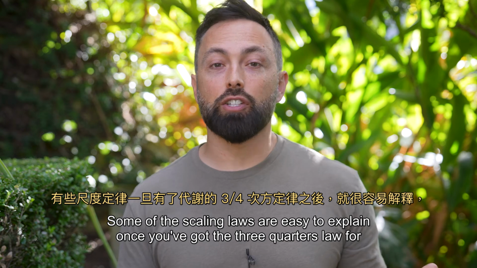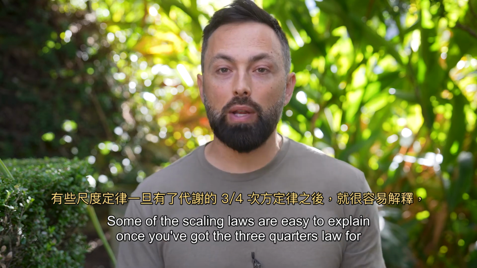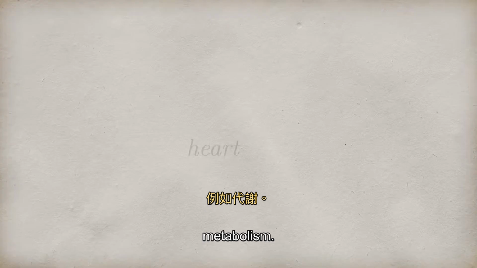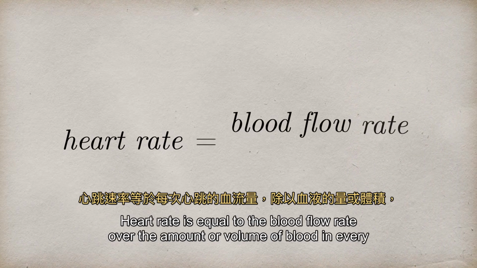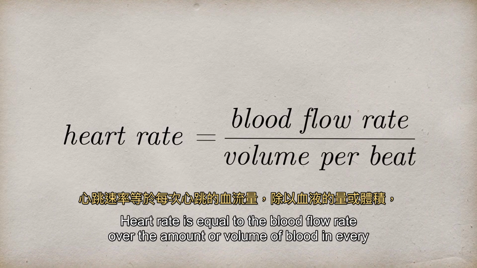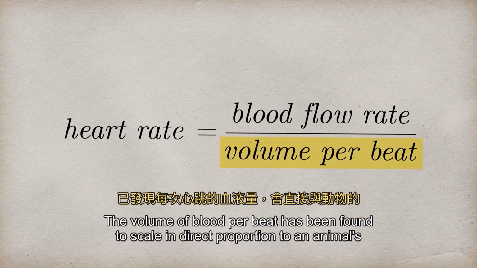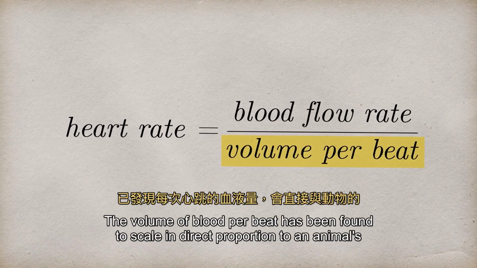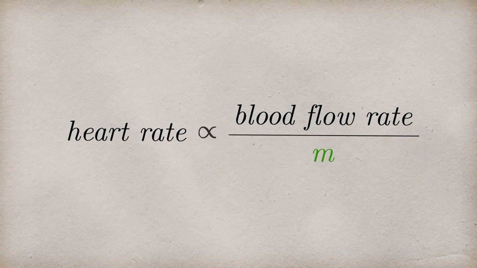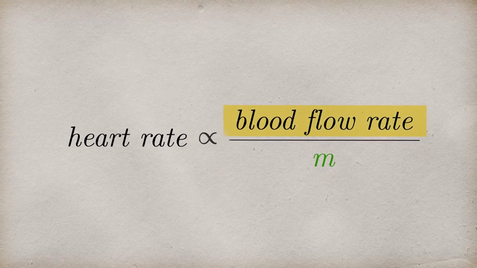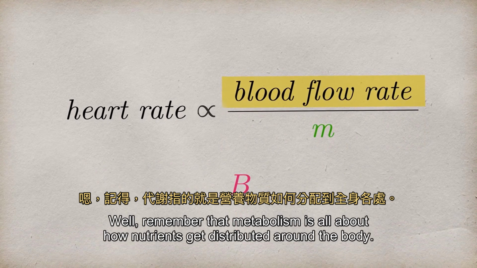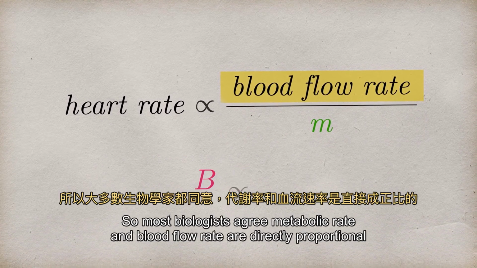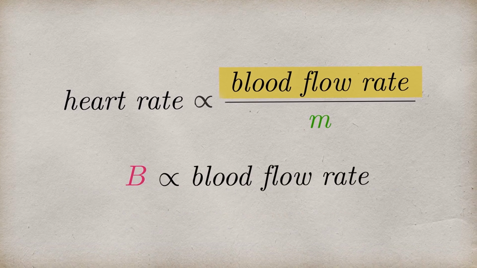Some of the scaling laws are easy to explain once you've got the 3/4 law for metabolism. Take a mammal's heart rate, for instance. Heart rate is equal to the blood flow rate over the volume of blood in every beat. The volume of blood per beat has been found to scale in direct proportion to an animal's mass, so that's just m. And the blood flow rate? Well, remember that metabolism is all about how nutrients get distributed around the body. So most biologists agree metabolic rate and blood flow rate are directly proportional to one another.